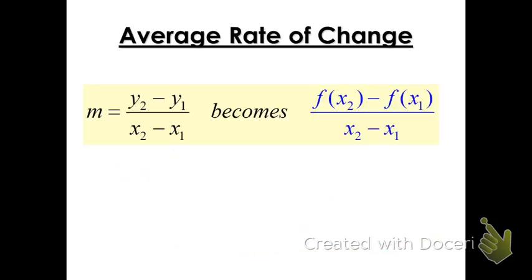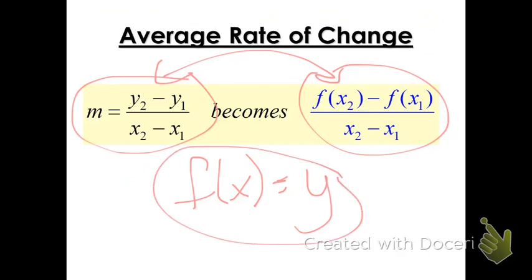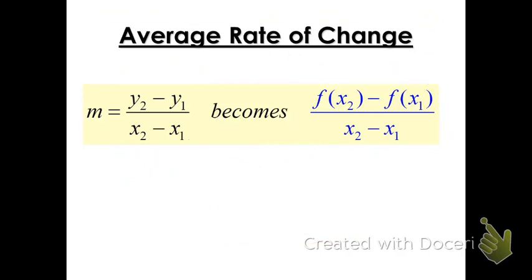So we know the average rate of change, or the slope formula, is y sub 2 minus y sub 1 divided by x sub 2 minus x sub 1. But one thing you want to know is these are the same exact formulas, okay? So we always know f of x is also equal to y. Okay, put that on your paper so you guys remember that f of x is also equal to y.